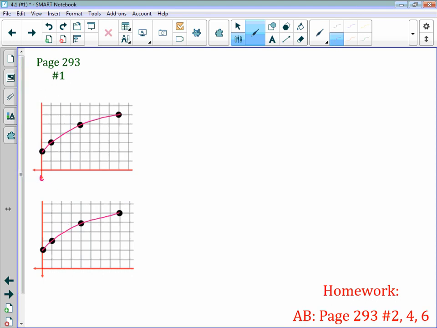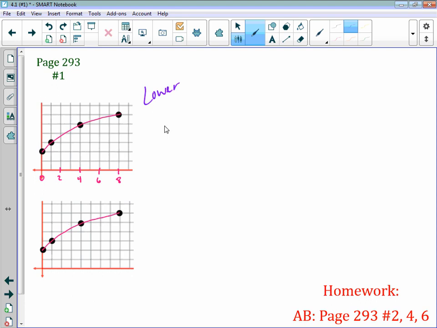Okay, so 0 to 8, we're going here. And how many rectangles do we want? 4. So what's our width of those rectangles going to be? 2. Okay, so we're going to go 0 to 2 to 4, 6, and to 8. And then think about what gives you a lower estimate and an upper estimate, and we'll find those. So what's going to give us a lower estimate? Let's start with that.